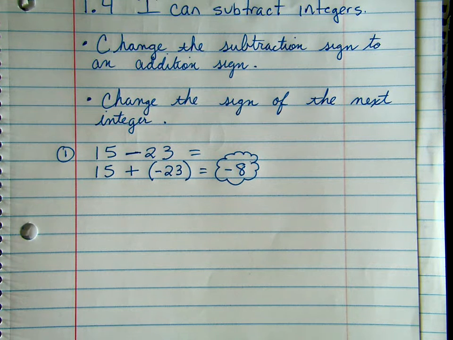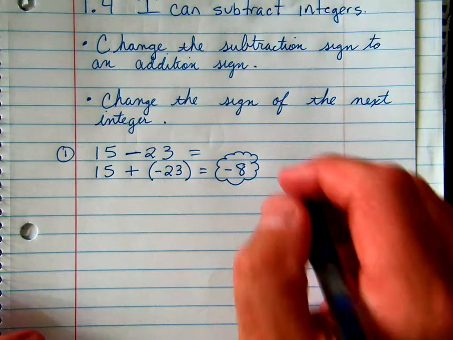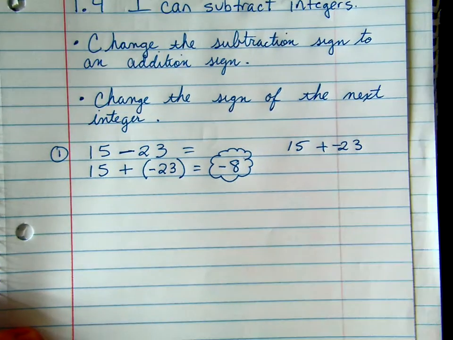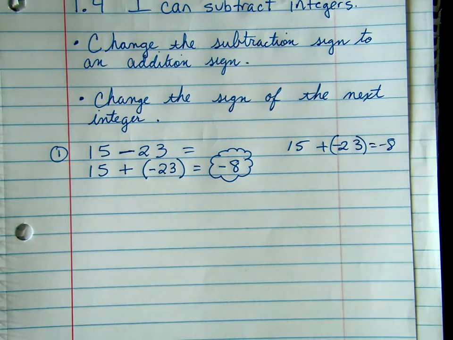Now, I had kids in 4th and 5th hour say, well, that's not how I do it. Mr. Meeks, I do it this way. I just changed that to an addition sign, changed that to a negative sign, and I got -8. And I'm like, well, that's great. If that's how you do it, then that's how you do it. Remember, I told you the other day, I don't care how you solve the problem, as long as you solve it correctly, you show your work, it makes sense, and you understand it. That's all I care about. Did you get the right answer? Did you solve it correctly? And does it make sense to you?